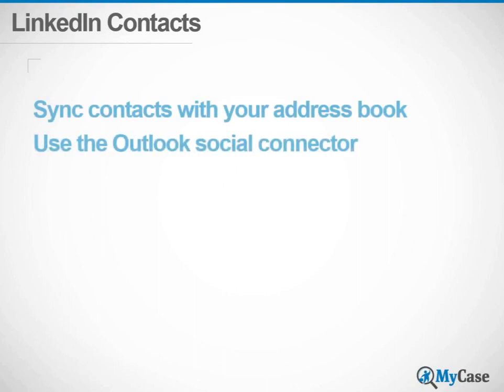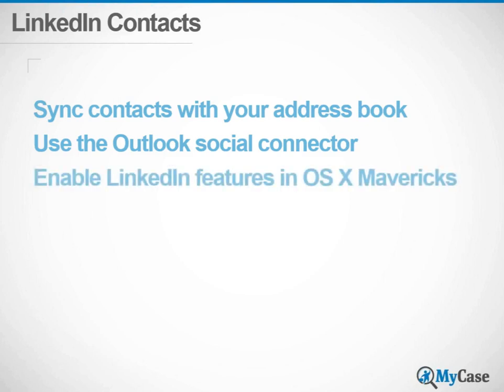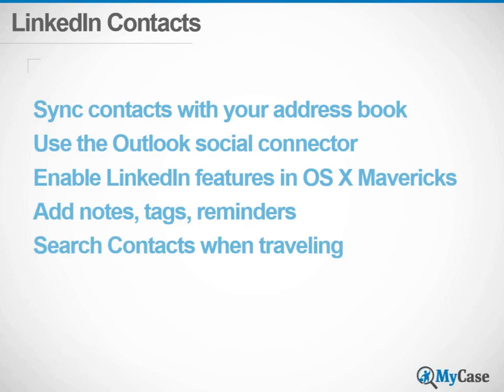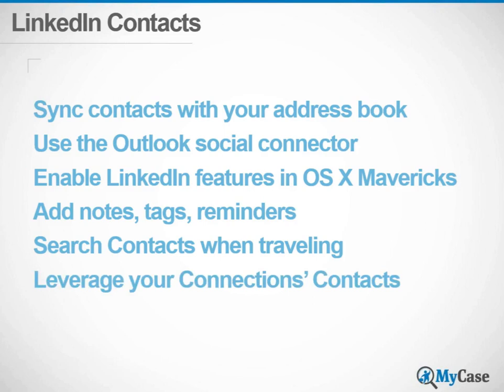If you use Outlook, there's a social connector there. So right in Outlook, you can get all the LinkedIn information that people have on their profile, so it will be automatically updated in Outlook for you, including their photo. You can use LinkedIn features in Mavericks. Again, add tags, and you can also add reminders and notes to your contacts. When you're traveling, you can search your contacts, see who is where you're going to be, and see if you want to meet up.